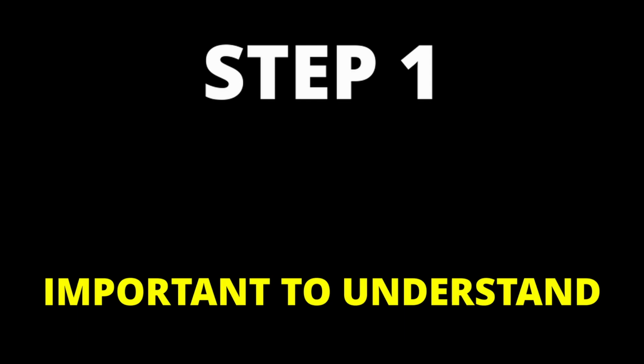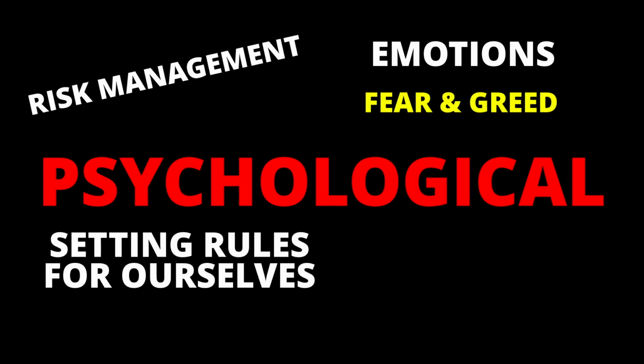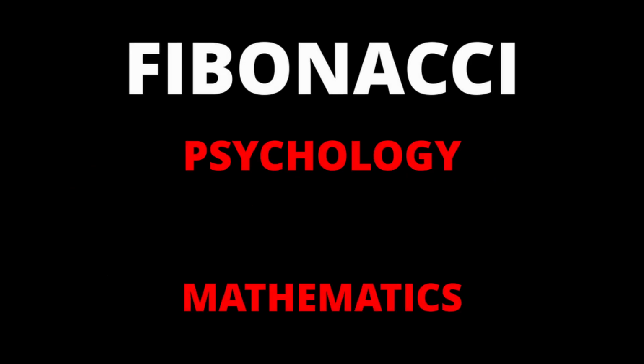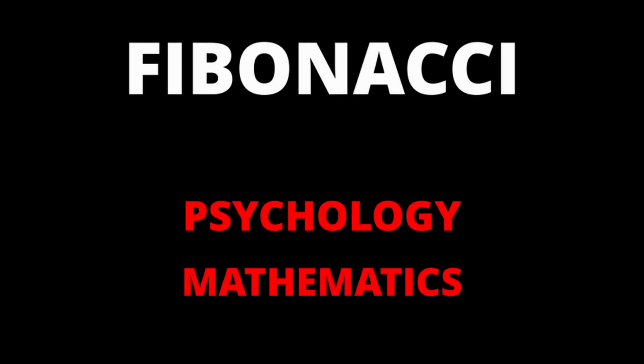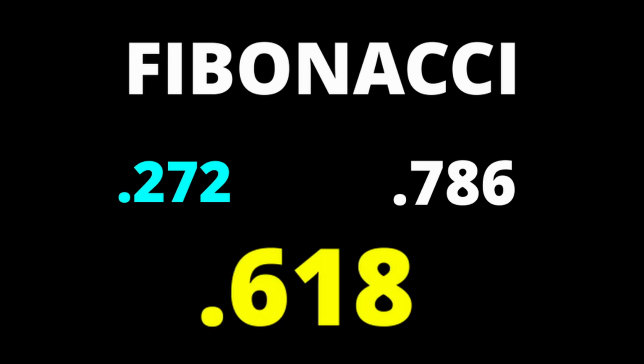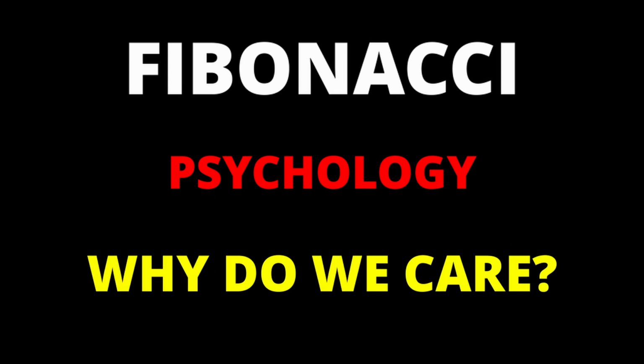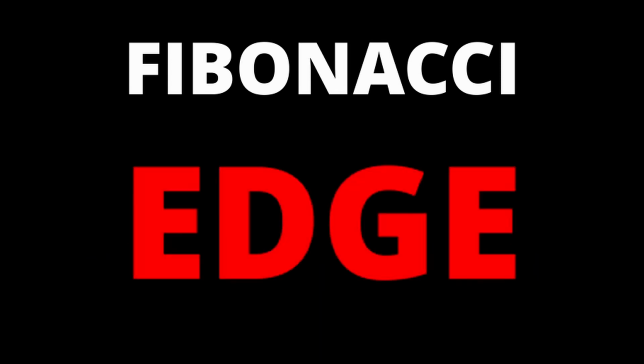Fibonacci levels. To start out, I think it's important to understand that the majority of trading is psychological, from risk management to emotions such as fear and greed, setting rules for ourselves, sticking to those rules, so much more. Fibonacci is fascinating because it's the perfect blend of psychology and mathematics. The 272, the 786, the 618, it's just numbers. Why do they work? Psychology. Why do we care? They can give us an edge in trading. And that's all we're here for, to get an edge.